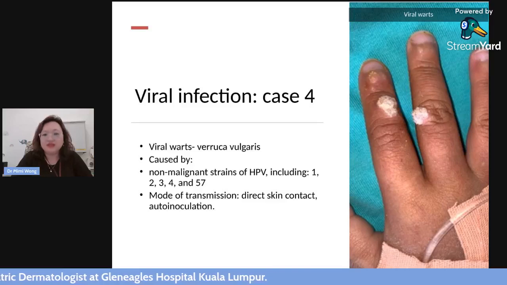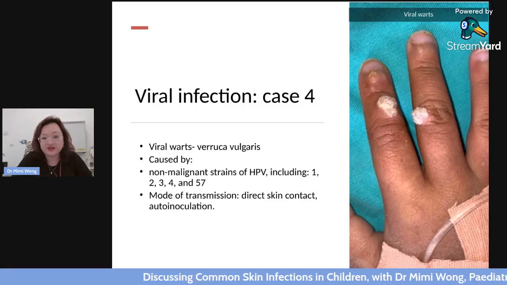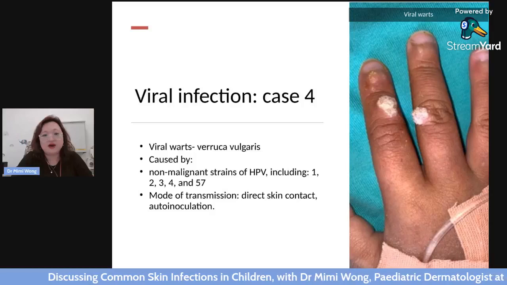In medical terms, this is also known as Verruca vulgaris. It's caused by non-malignant strains of human papilloma virus, including types 1, 2, 3, 4, and 57. It can be transmitted via direct skin-to-skin contact and also auto-inoculation.